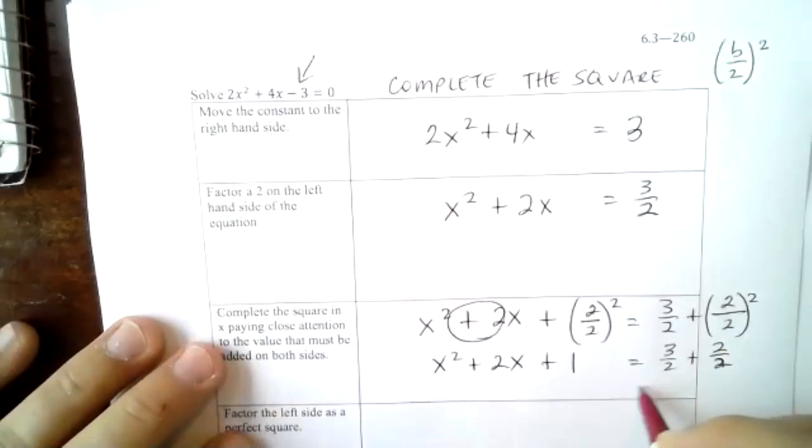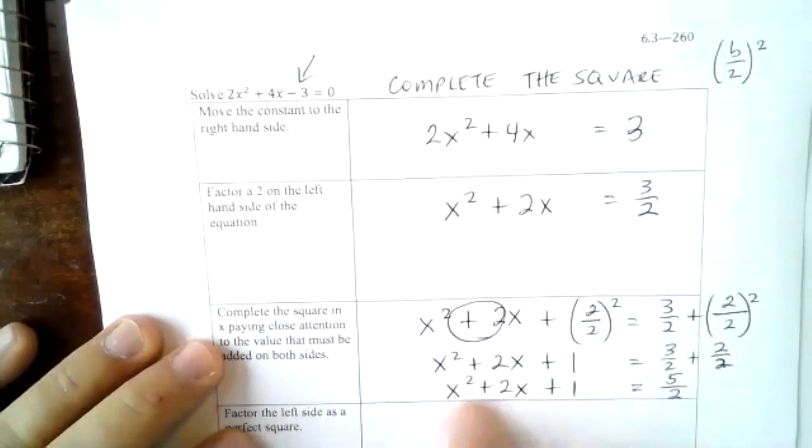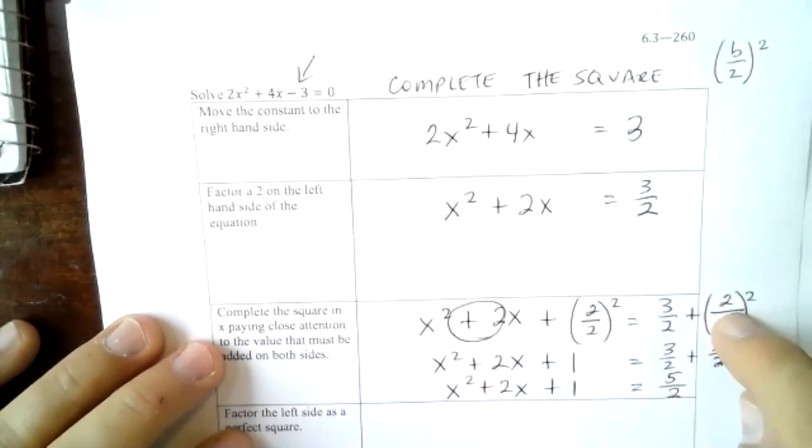So let's rewrite this. So we're going to common denominator here, so that's 5 over 2. So if we rewrite the whole equation, we get this equals 5 over 2 on the right-hand side, all right? So if you had just said 1, I'll just prove that to you real quick.